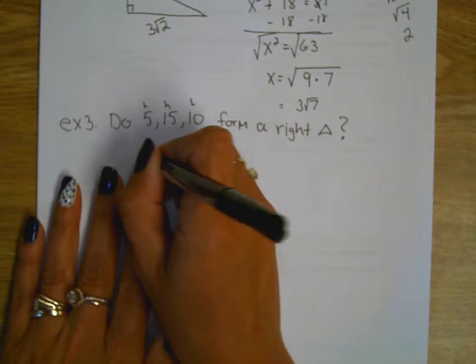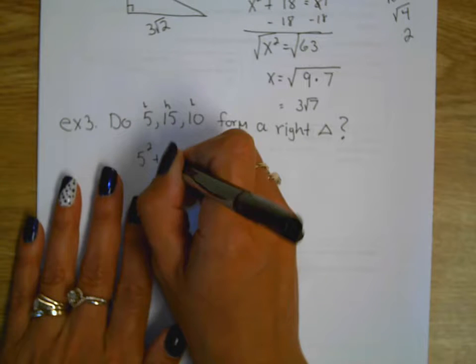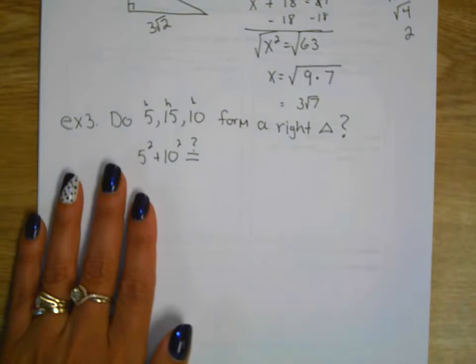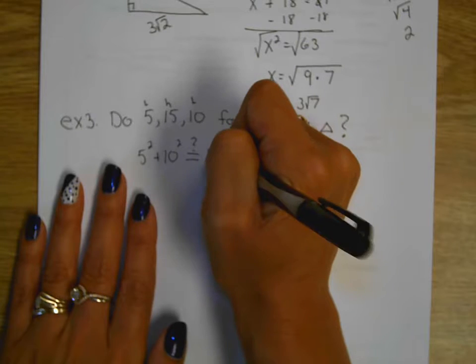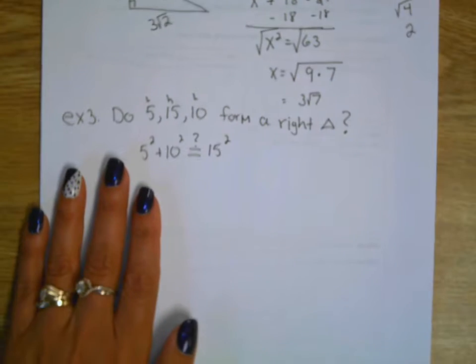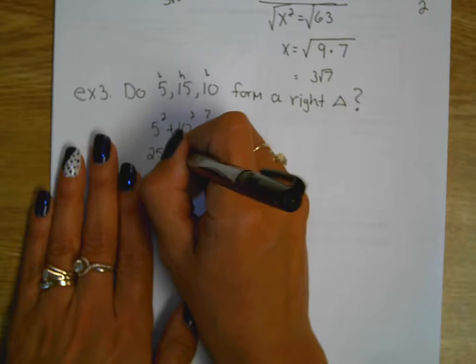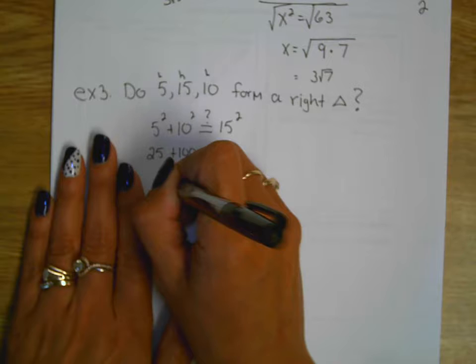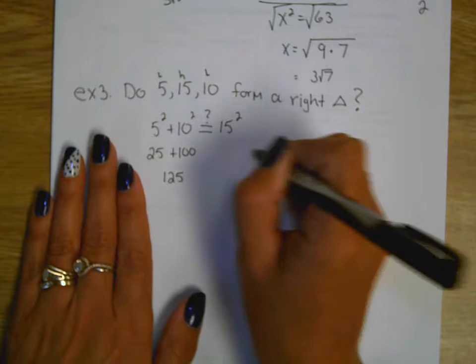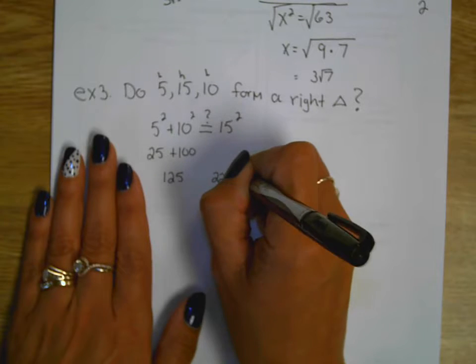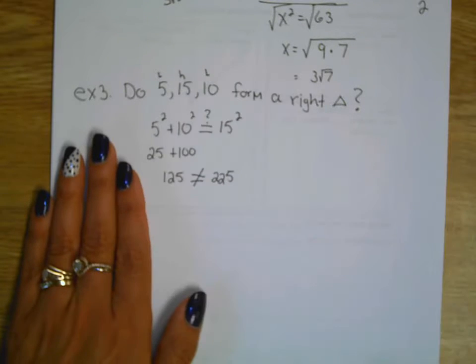Here we go. 5 squared plus 10 squared. I'm going to put a little question mark above my equal sign because I'm not sure yet. That's what I'm questioning. Does that come out equal to 15 squared? Let's crank through this. 25 plus 100. That's 125. Over here, 15 squared is 225. Not even close. So those are not equal. So do we have a right triangle? No. Verified.